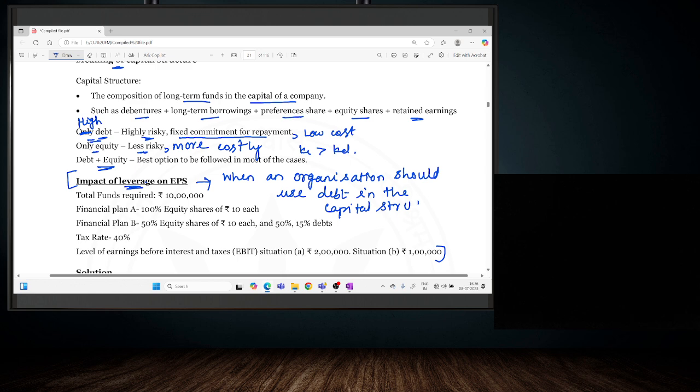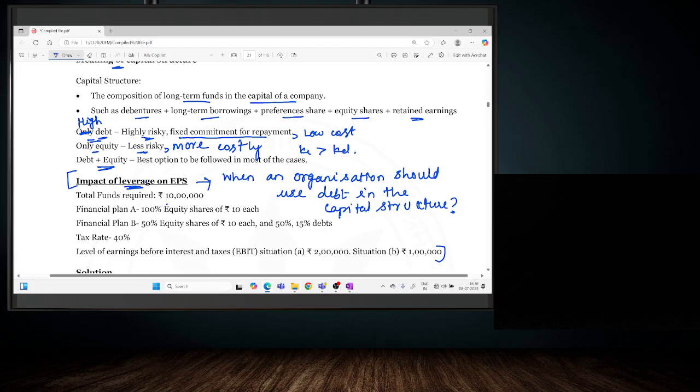So there is a question: when can a company use debt in the capital structure? In order to answer this question, we are going to solve this example. But this example has got nothing to do with the questions that we are going to solve in this chapter. But understanding this example is extremely important for understanding the next chapter.